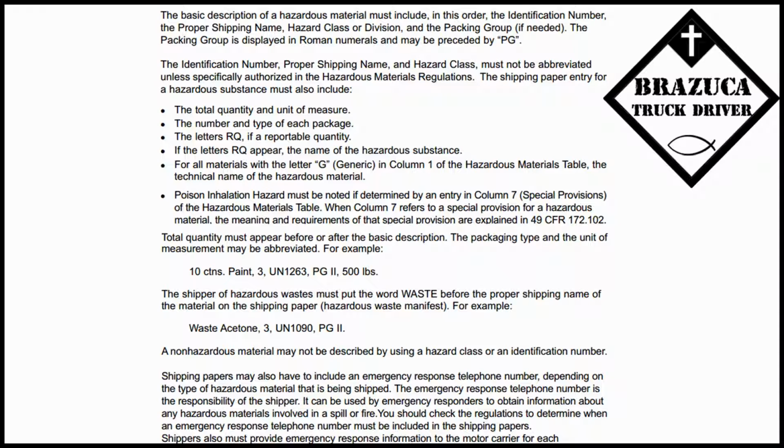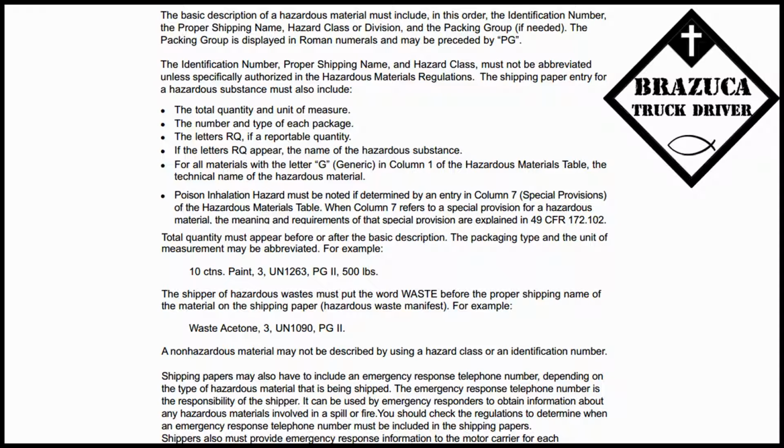172.102. Total quantity must appear before or after the basic description. All packaging types and the unit of measurement may be abbreviated. For example, 10 CTNS, paint 3, UN 1263, PG 2, and 500 lbs.